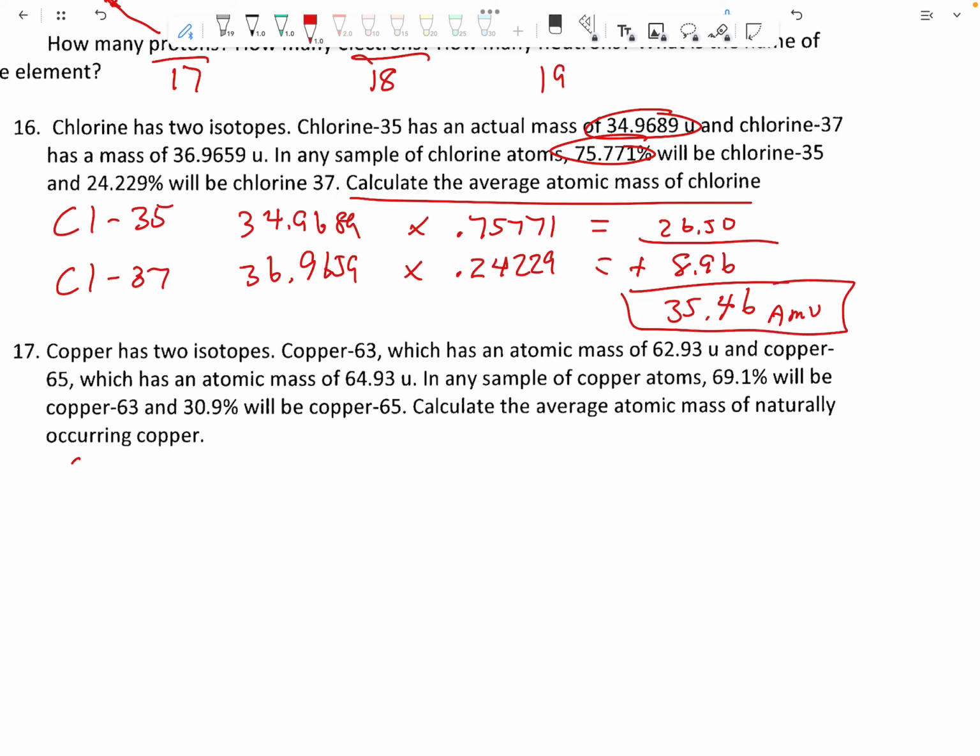Same kind of process with the copper 63 and the copper 65. And so they'll take the mass of the copper 63, which is 62.93 atomic mass units, multiplied by its percent, 69.1, change it to a decimal, make it 0.691, and we get 43.48.